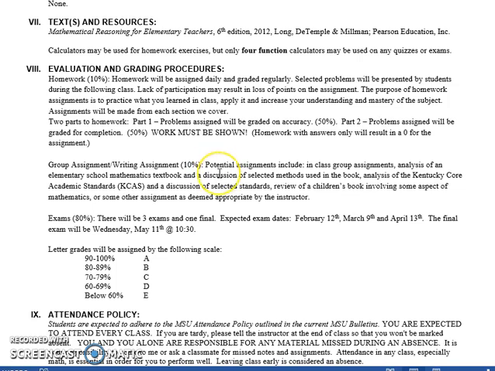10% will come from group work or any assignments that I may assign for you to do. I hope to incorporate more group work into the course this semester.